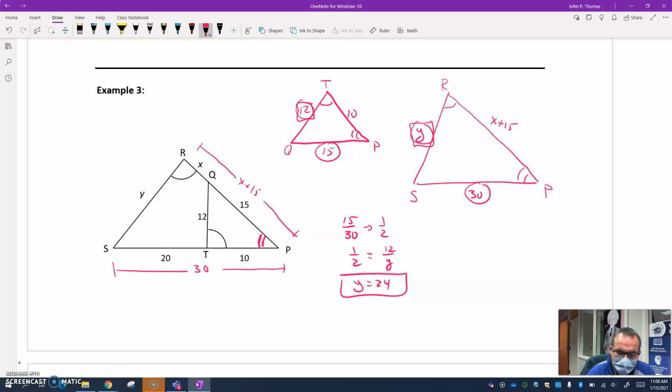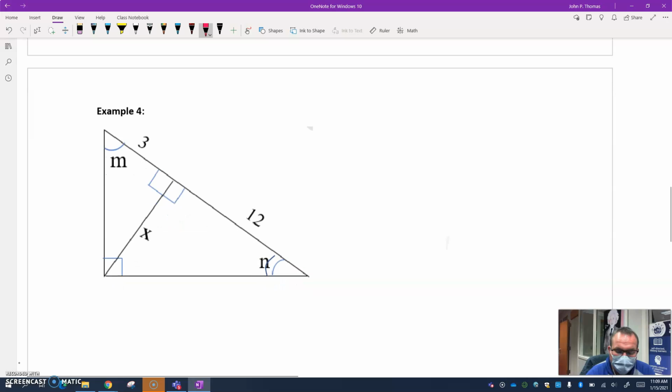Then I'm going to do the same thing for the other side. So now I'm going to use the 10 and the x plus 5. So I've got 1 over 2 equals 10 over x plus 5. Cross multiply, x plus 5 equals 20. So x equals 15. Again, just by breaking it up into 2 triangles first, it really made it a lot easier for me to find the similar parts and the corresponding parts so I could set up my ratios and proportions.